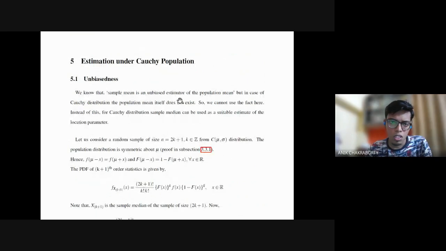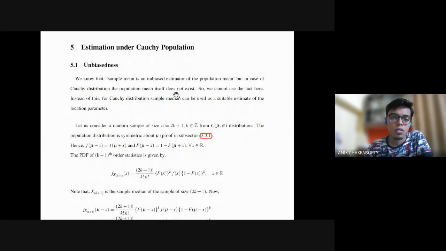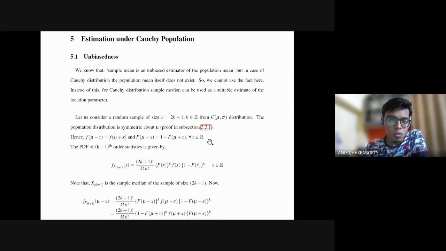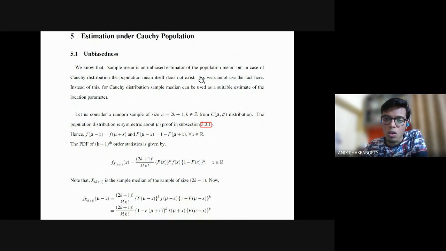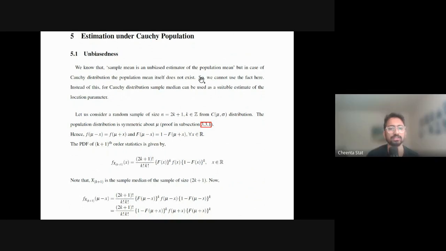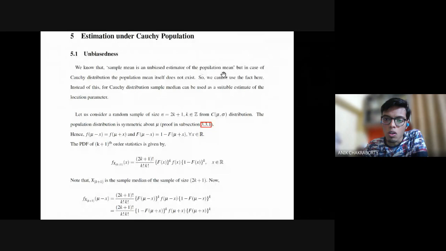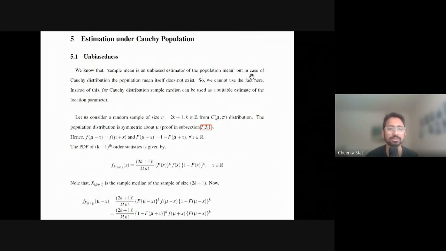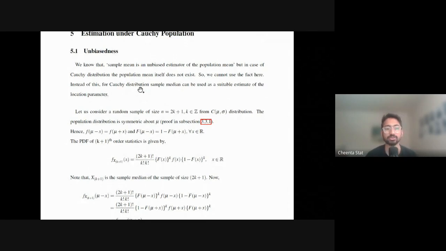So here comes the estimation part. First comes the unbiasedness. So we know that the sample mean is unbiased, but in case of the Cauchy population, the population mean does not exist, so we cannot use that fact here. So instead, for the Cauchy, the sample median is used as a suitable estimate of the location parameter. That's great.